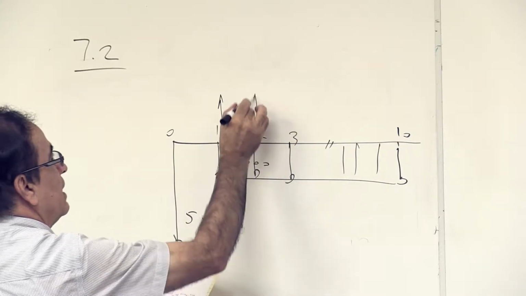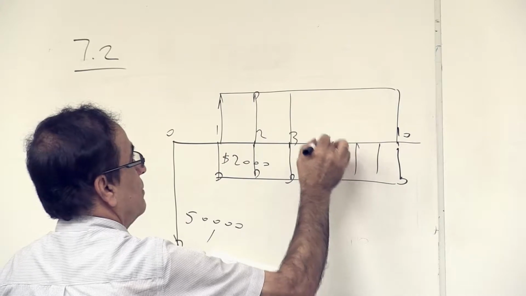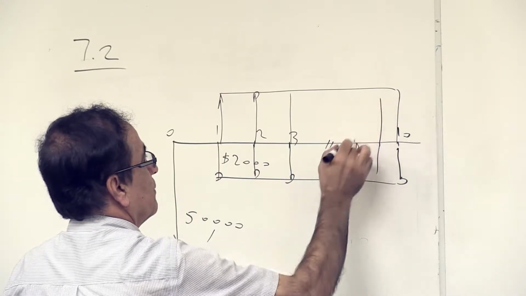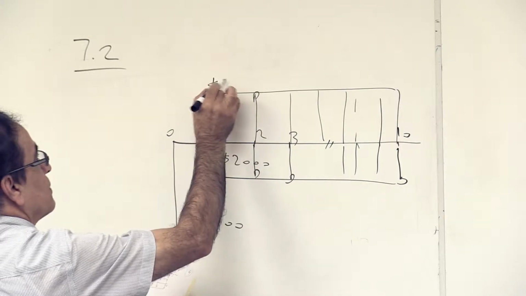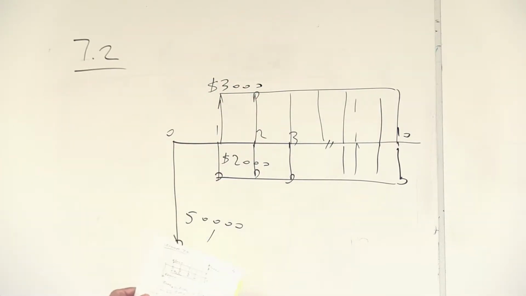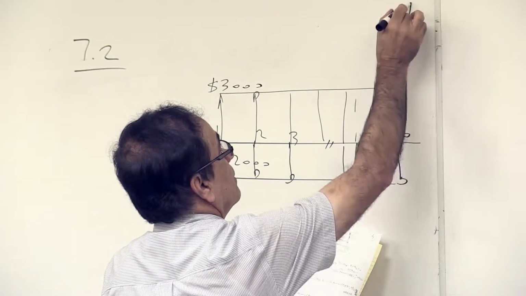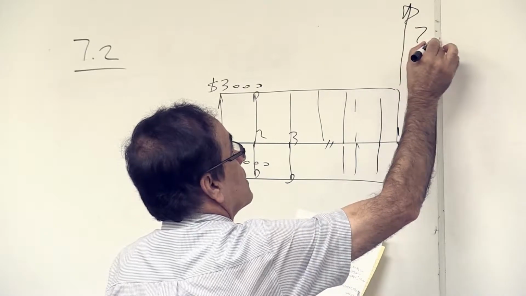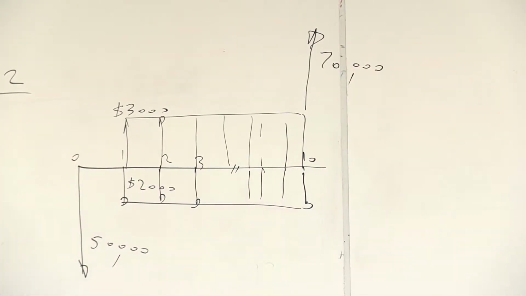And then you have the income, also uniform, from year 1 through 10. The size of those payments is $3,000. Now the property is going to sell at the end of 10 years for $70,000. Now I want to know what rate of return we can get from this investment.